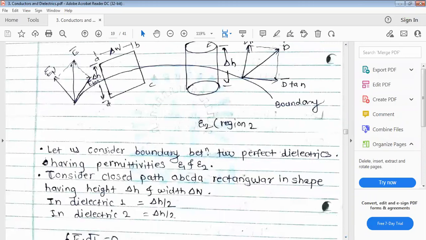Here all the explanation is given again. When we consider this closed path A, B, C, D, A, half of it is in region 1, that is dielectric 1, and the remaining half is in dielectric 2 medium, right? If the total height is delta H, then in dielectric 1 the half part is delta H divided by 2, and in region 2 also delta H upon 2.